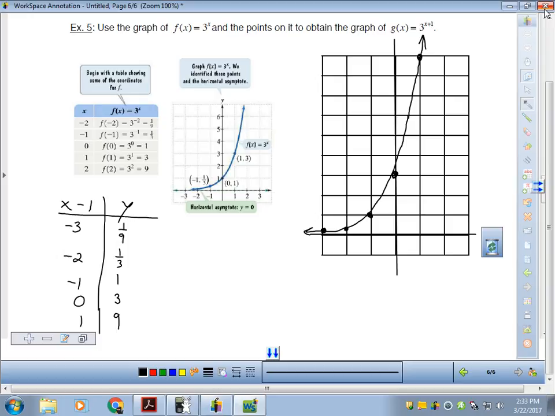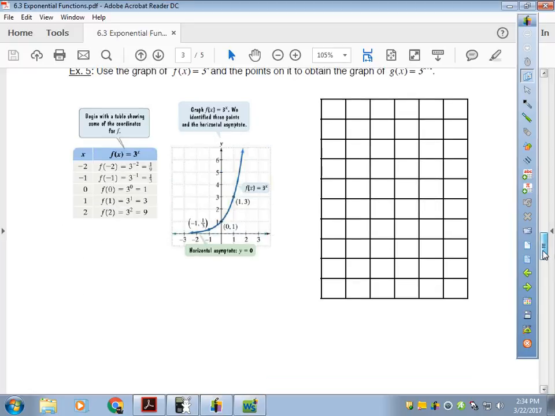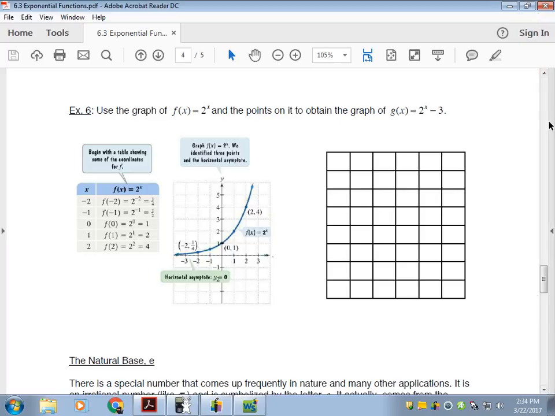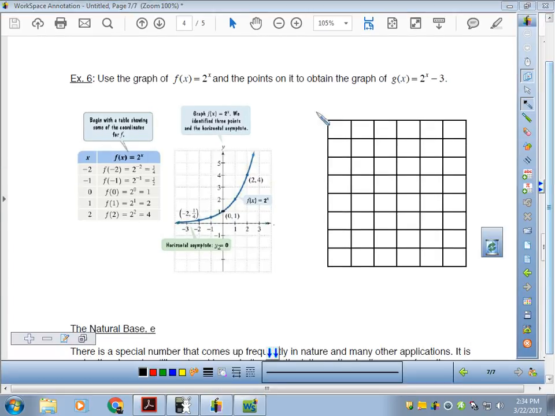Okay. Get another one. It says use the graph of f of x equals 2 raised to the x power and the points on it to obtain the graph of g of x equals 2 raised to the x power minus 3. So again, we have a transformed function here. They've given us the parent function. The parent function is 2 raised to the x.